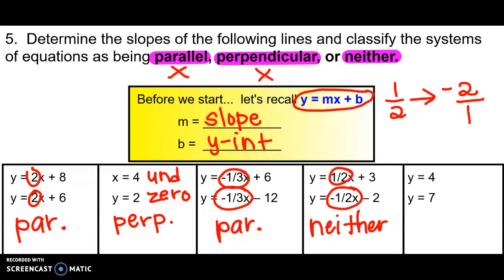All right, the last one. We have y equals 4. We know that that is a horizontal line, and we know horizontal lines have a slope of 0. And we have y equals 7, which is another horizontal line. So again, it has a slope of 0. Both have a slope of 0, which means the lines are parallel.